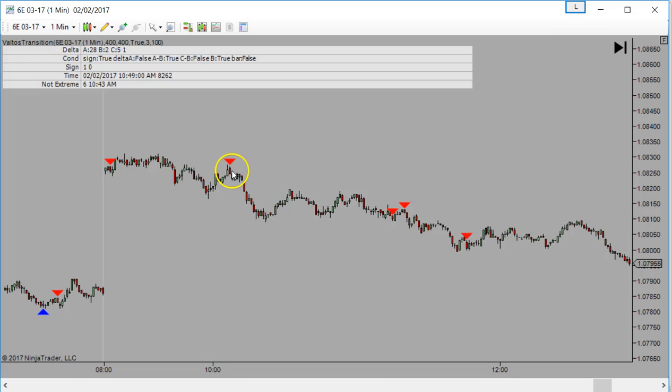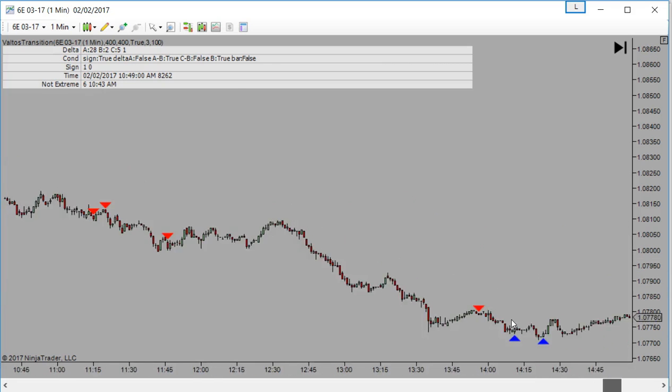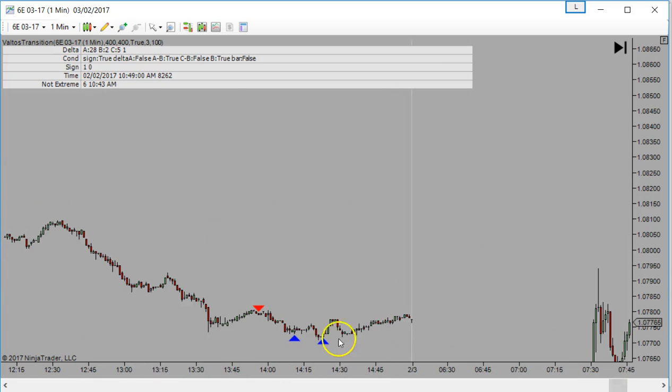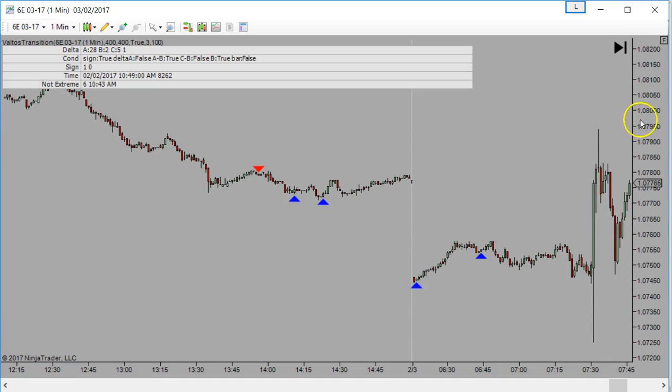Here is a nice sell, and it's just under pressure all day. Again, you just get the confirmation there to be short. And all the way down in here where you start seeing some buys. So that's a nice day. You only had to take one trade.